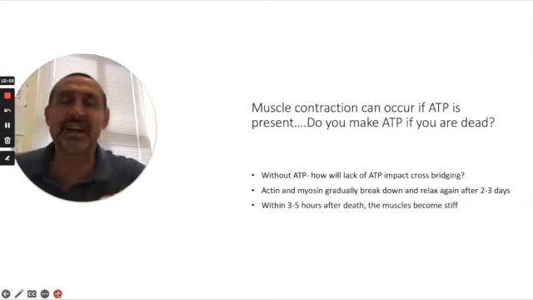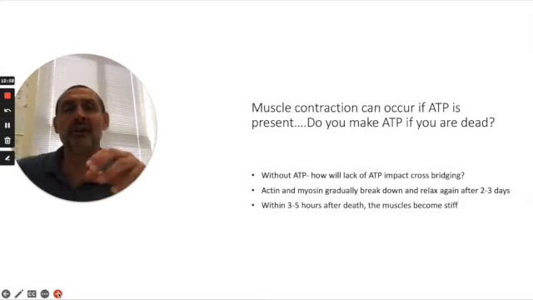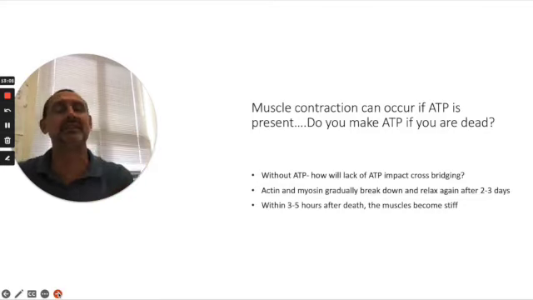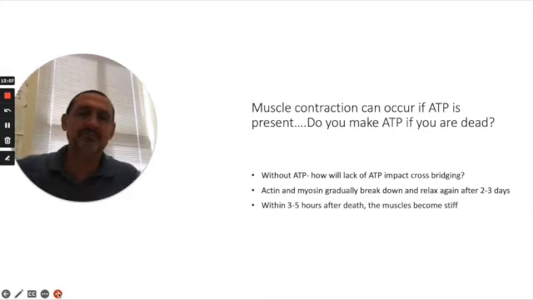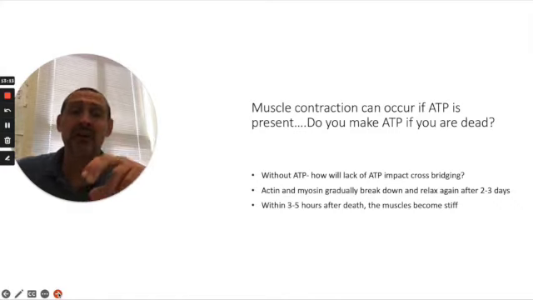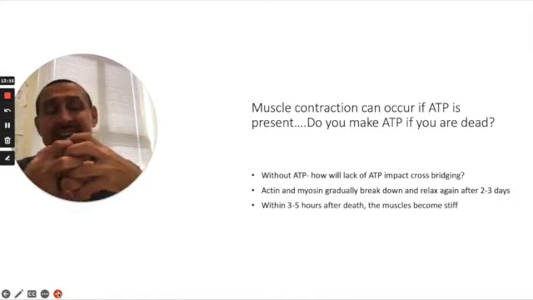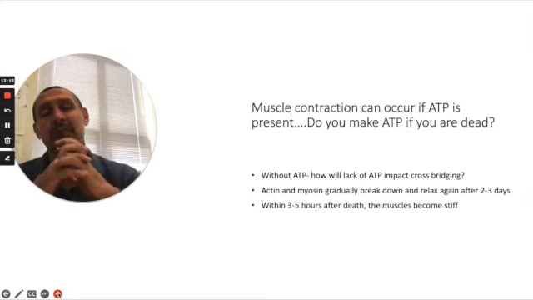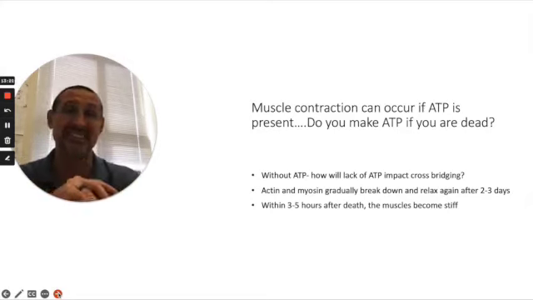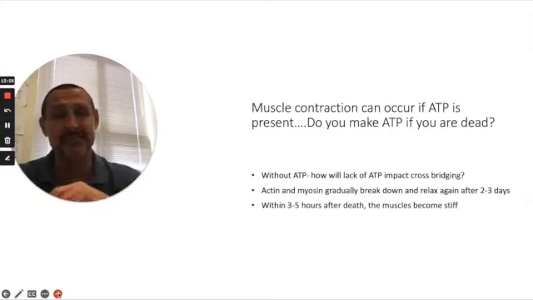Well, muscle contractions are going to continue so long as ATP is present, because that ATP is required to detach those muscles. But do you make ATP if you're dead? And the answer is no. So without the ATP, the cross bridges will remain intact. That means the muscles will stay contracted. That's why when a person dies, their muscles stiffen up. We sometimes refer to that person as a stiff, because their muscles are stiff. Rigor mortis has set in.